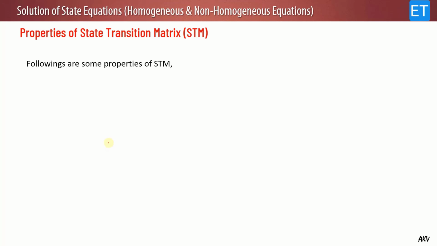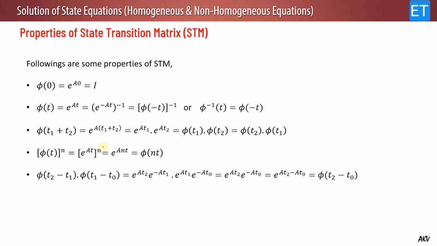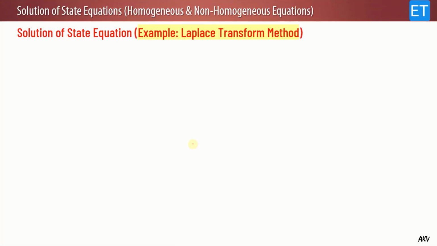Now let's go through some basic properties of this state transition matrix. They are very easy to understand. Anyone can verify them because all are based on exponentials. For example, phi(t1 plus t2) you can write as e power A(t1 plus t2), and you can separate them as e power A t1 times e power A t2, and e power A t1 can be written as phi(t1), and e power A t2 can be written as phi(t2), like that. So they are very easy to understand.